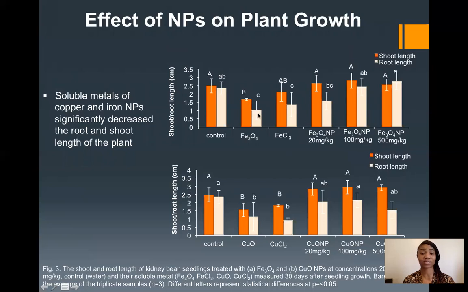And from this graph, we see that the soluble metal of copper oxide, of iron 3 oxide and iron 3 chloride, and also copper oxide and copper 2 chloride significantly reduced the shoot length and root length of kidney bean compared to the nanoparticle treatments, and also the control.